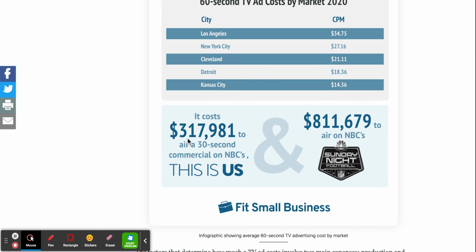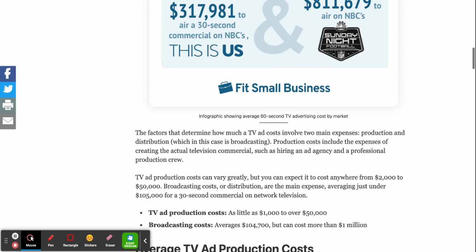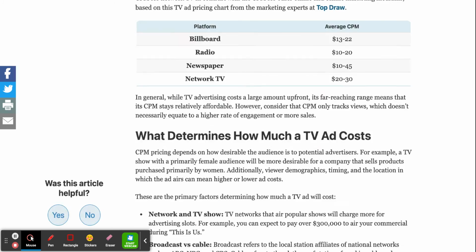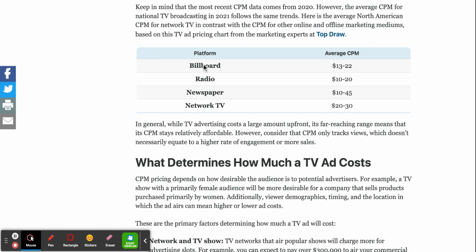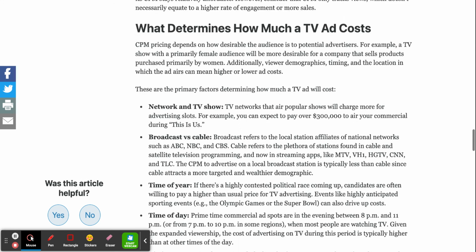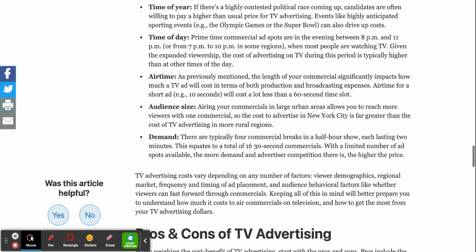This is an interesting one. It costs $317,981 to air a 30-second commercial on NBC's This Is Us, versus $811,000 on NBC's Sunday Night Football. More viewers, more eyes, more cost. Looking at different things, billboards, radio, newspaper, network, those are things that we've all kind of talked about. All right, and let's see what else I've got for you guys.